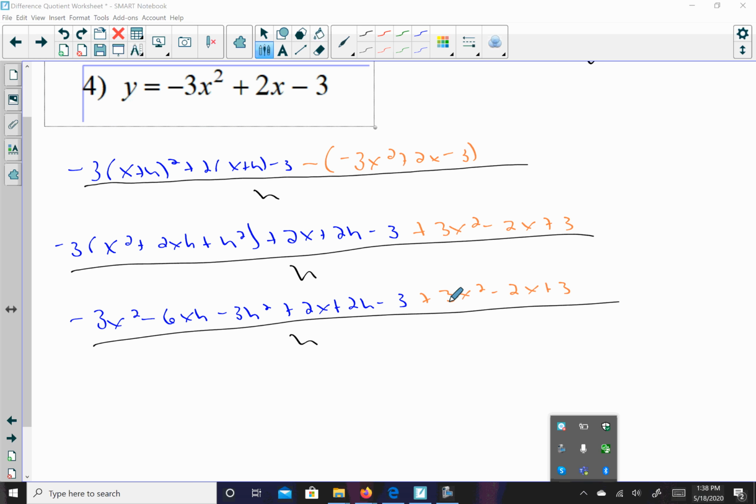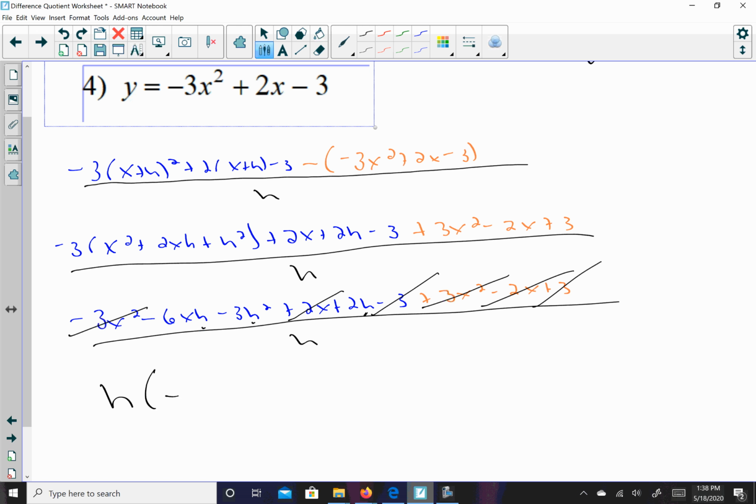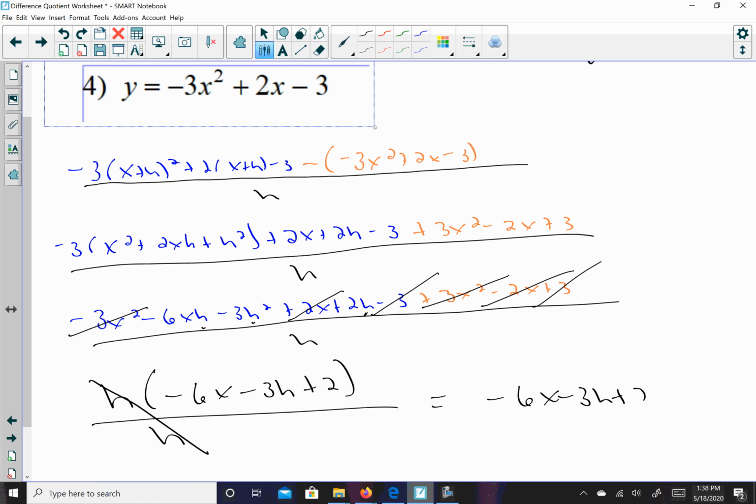Then I kind of start here. So here's 3x squared. I look for a negative 3x squared. Negative 2x, positive 2x. Positive 3, negative 3. Remember, everything in my case orange should simplify. What I'm left with has an h, has an h, has an h. Factoring out that h, I'm at h times the quantity of negative 6x minus 3h plus 2. So I factored out the h, and that makes it so I can simplify the h. Remember, you can't simplify until it's a factor. You cannot simplify terms. So my final answer is negative 6x minus 3h plus 2.